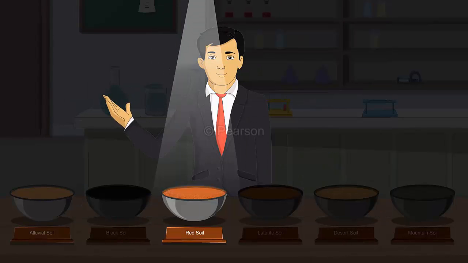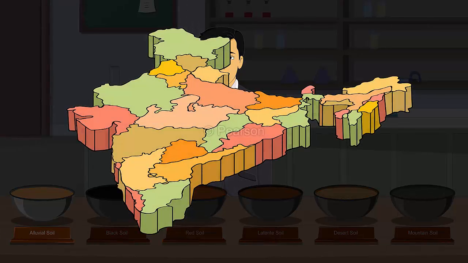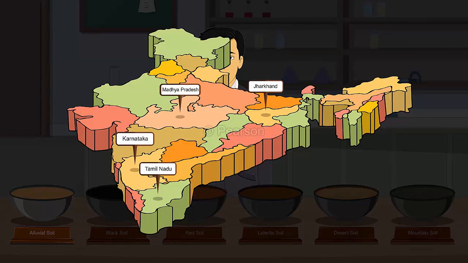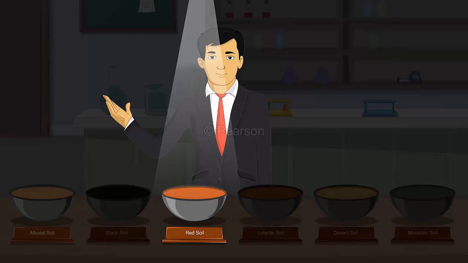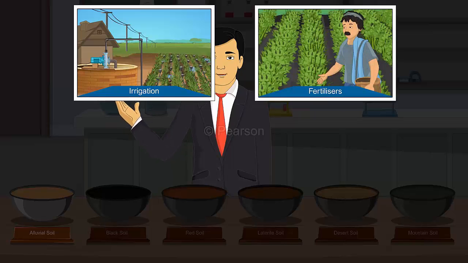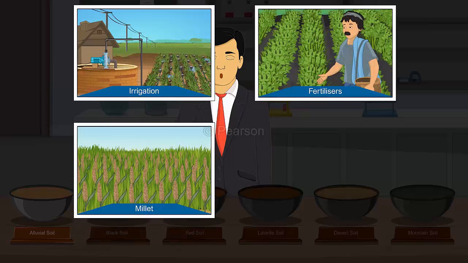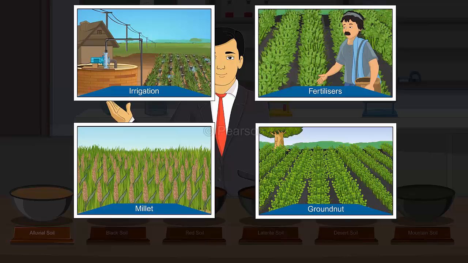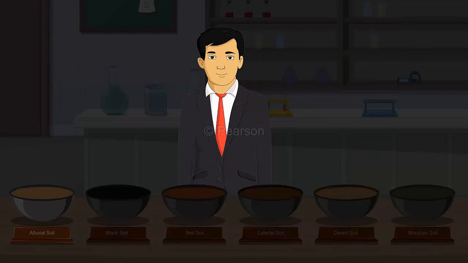Red soil. Red soil is formed from the weathering of ancient metamorphic rocks. It is found in the state of Tamil Nadu and some parts of Karnataka, Madhya Pradesh, Jharkhand, Odisha, Telangana, and northeast India. Red soil is not very fertile, but with the help of irrigation and fertilizers, crops such as millets and groundnuts can be grown in it.